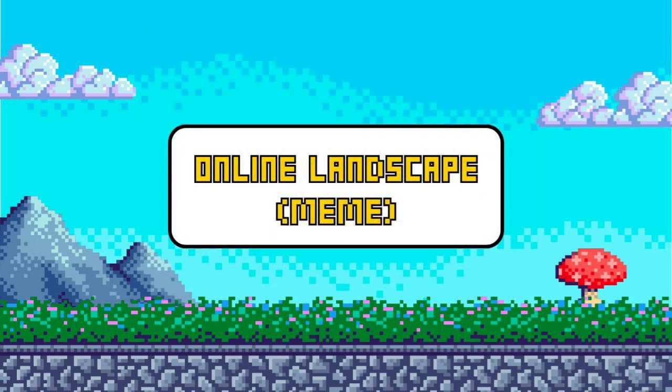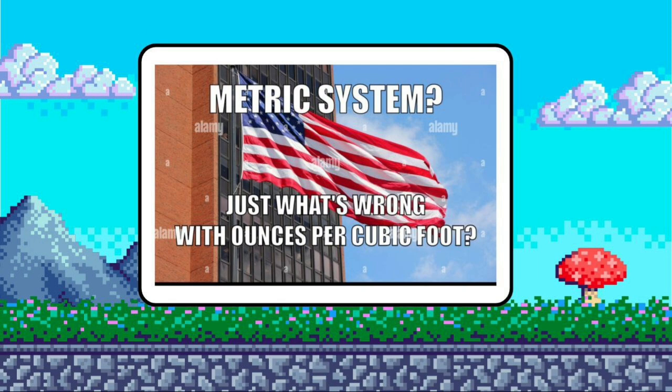Next is online landscapes memes. What is the message or image? The meme satirizes the US continued use of the imperial system by juxtaposing the question of adopting the metric system with the absurdity of a cumbersome imperial unit, ounces per cubic foot, using the American flag to highlight the US relative isolation in this matter. It's a humorous yet pointed commentary on the ongoing debate.